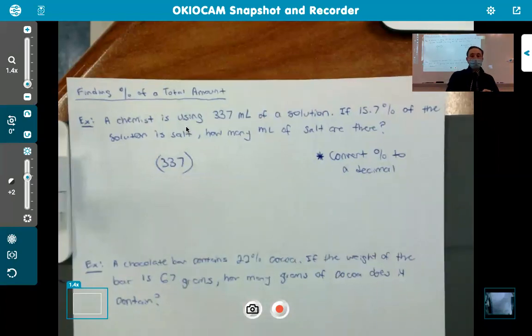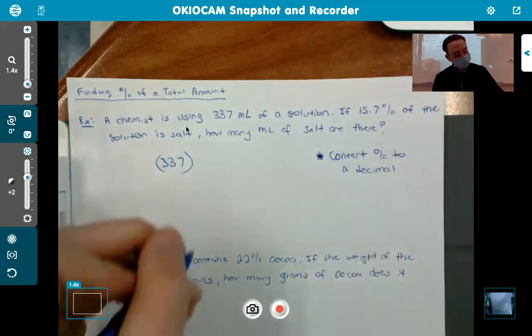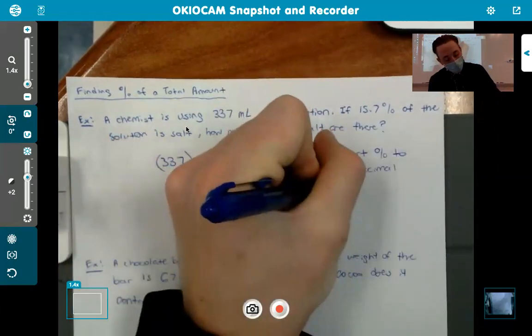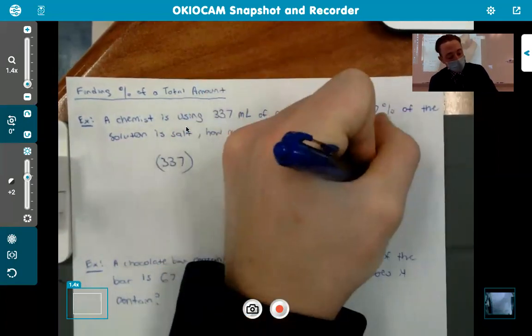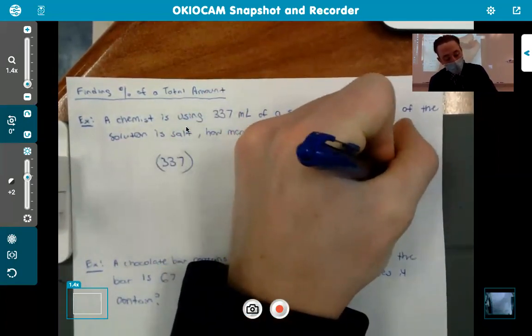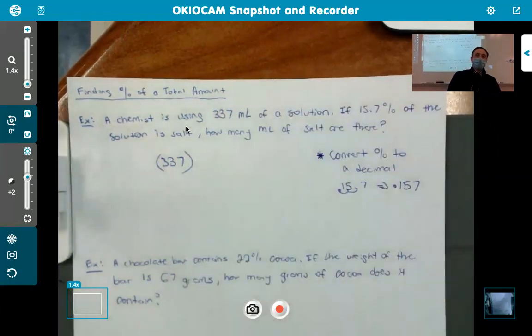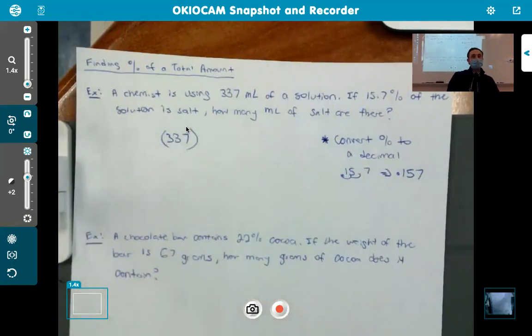So I'm going to take that 15.7% and I'm going to convert it to a decimal by moving it to the left. So 15.7% as a decimal is 0.157. All right. So the first thing you do is convert that percent to a decimal.